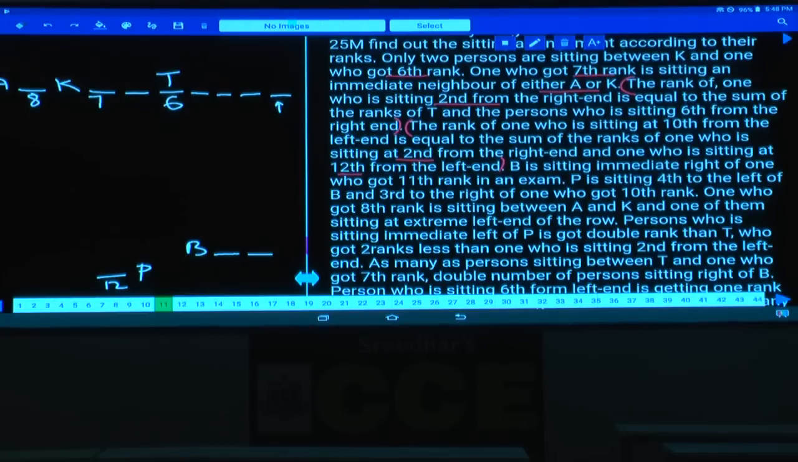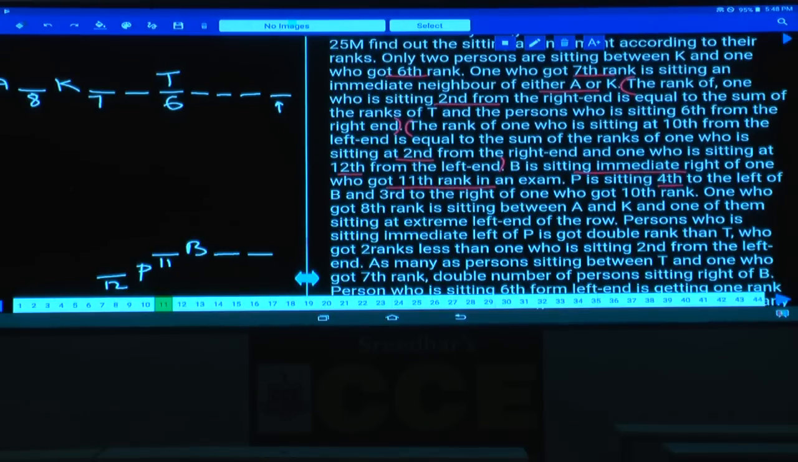And B is to the immediate right of the one who got the 11th rank. Now B is sitting to the immediate right of the one. Immediate right of the one means this 11th ranker must be at this place. Are you following this one or not? And B is sitting to the immediate right of the one who got 11th rank in an exam.